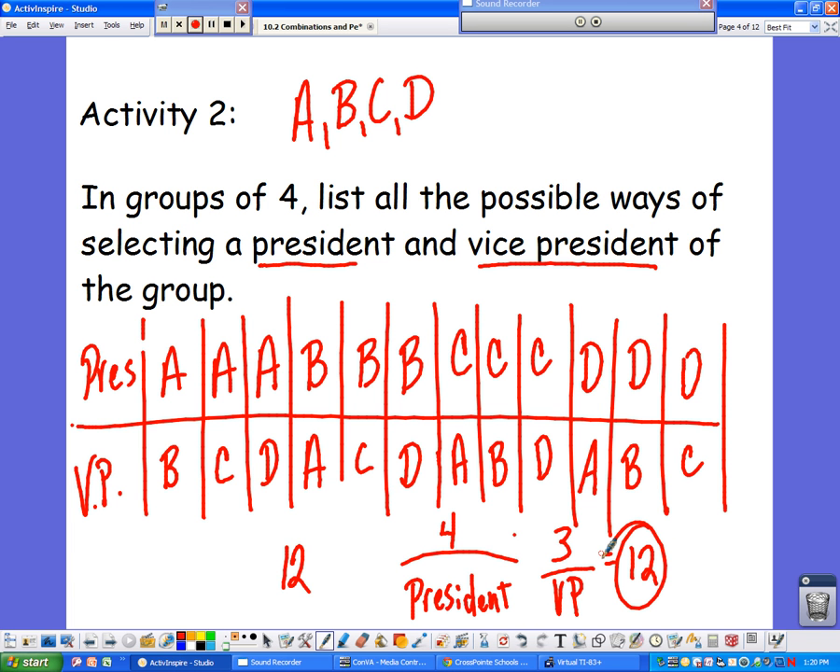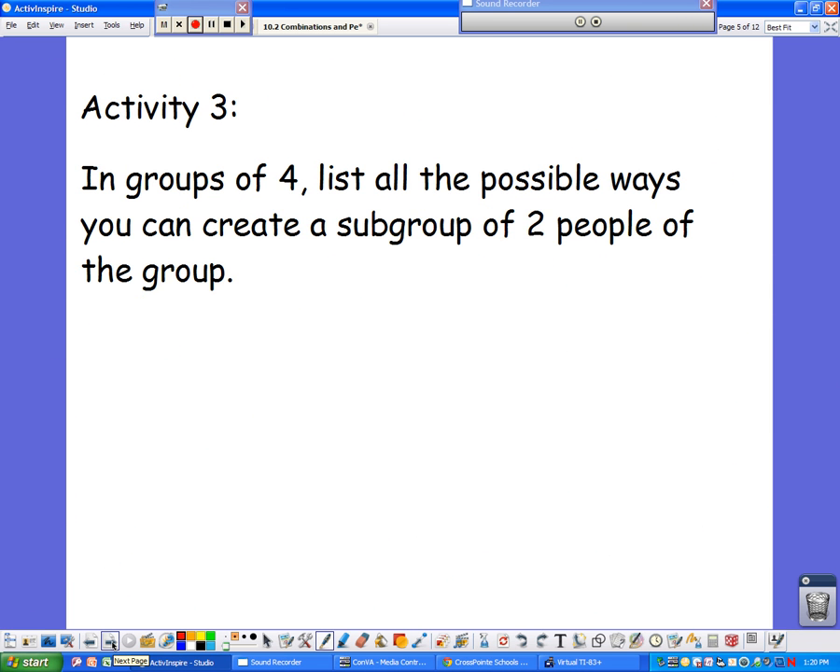Okay? Now, the last activity is a little bit different, because in the last activity, all we're going to do is we've got the same 4 people: person A, person B, person C, and person D. And we want to list all the possible ways that you can create a subgroup out of 2 people. So let's say this was members of a committee, and we're going to create a subcommittee.